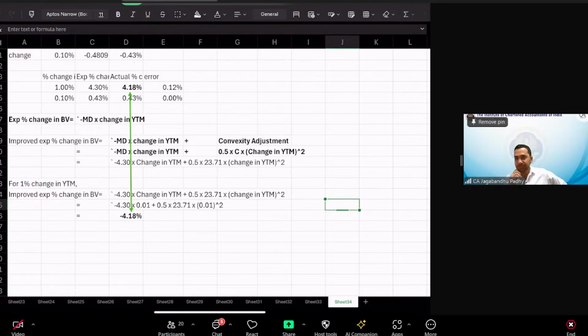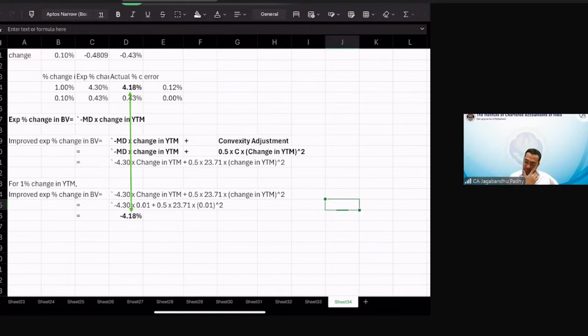it is perfectly clear. Is this perfectly clear, guys? Why are we adding that convexity? Because of the curvature. That curvature was diverging the actual bond value and the modified duration. Now, how do I make that modified duration line bend towards the actual bond value? By using a convexity adjustment. So when you use the convexity adjustment, the improved expected percentage change in bond value and actual percentage change in bond value are definitely going to match each other, and you will find that they are now more or less equal. Of course, it is obviously minus 4.18 because we are increasing the YTM, so the bond value has to fall by 4.18%.